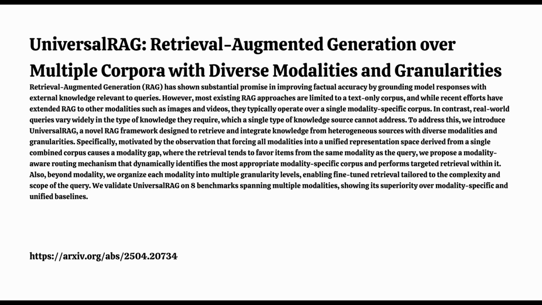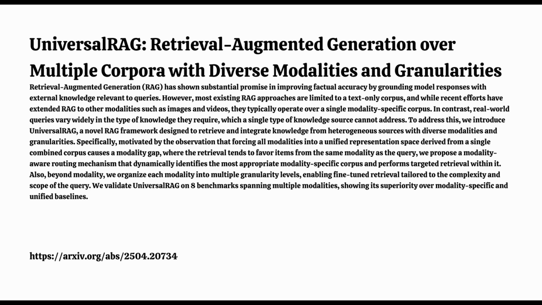They tested it pretty thoroughly using 8 different benchmarks covering text, image, and video questions. And the results? Overall, UniversalRAG came out on top. It consistently did better than systems that only used one modality, like text-only RAG, and also significantly better than baseline systems that tried to use a single unified space for everything. That comparison to the unified baseline seems key. Does it really show the benefit of avoiding the modality gap? It strongly suggests it, yes. The modality-aware routing seems to be a major factor in that performance boost.